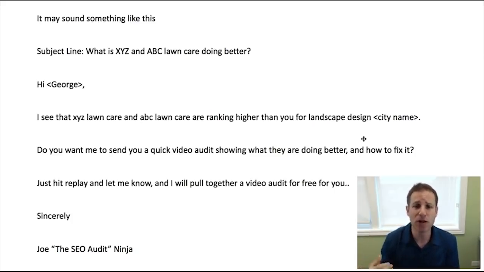So what does the email look like? It may look something like this, right? So what is XYZ and ABC Lawn Care doing better than you? And this is where XYZ and ABC would be local competitors to the business. So generally what would happen is we'd have our VA go out and see who's ranking number one and number two, and then for everybody else in the market, we would say, look at number one and look at number two, they're doing better than you.